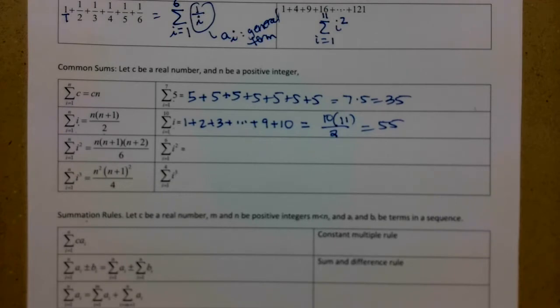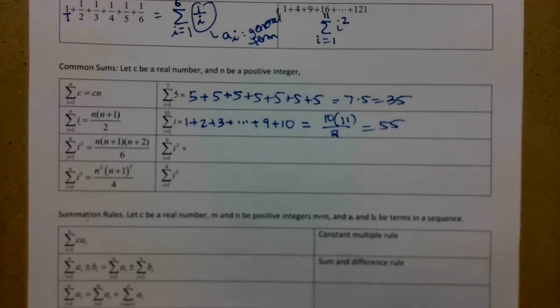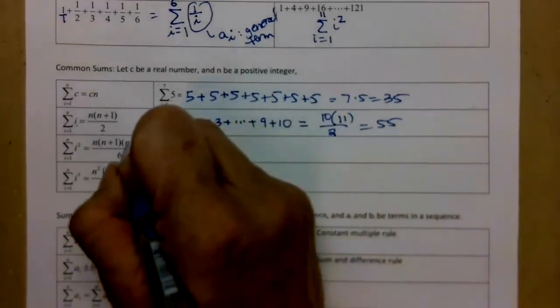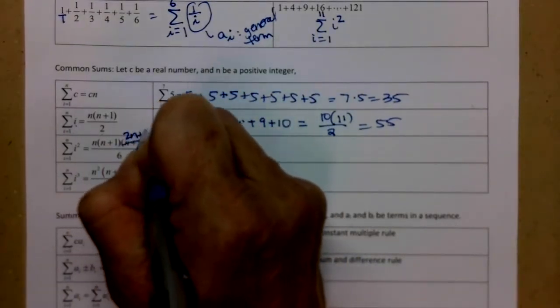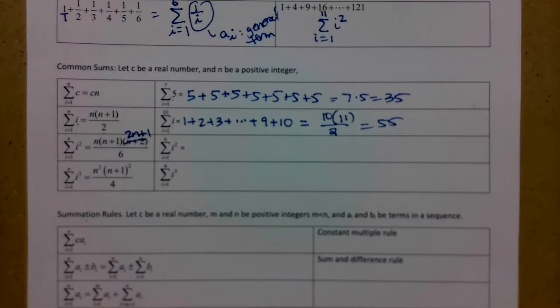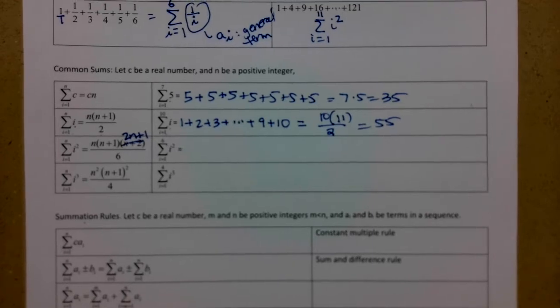Make sure I get it right before I write. n times n plus 1 times, I don't know where I was looking, 2n plus 1 all over 6. Thank you so much for letting me know. You got everybody who was shouting out at me.